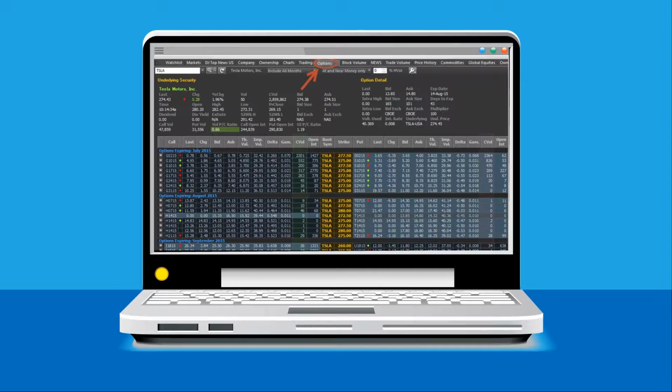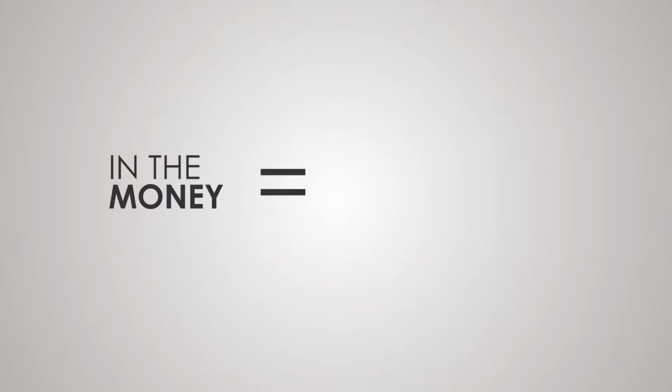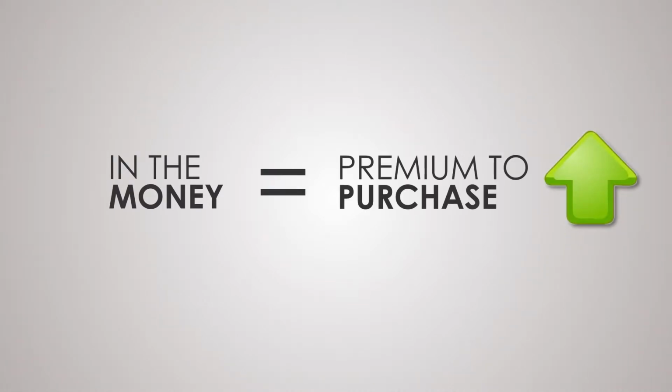The highlight signifies that those specific contracts are in the money, which means that they have already crossed their strike price and can be redeemed if the investor wishes. In the money options also typically have a higher premium to purchase.